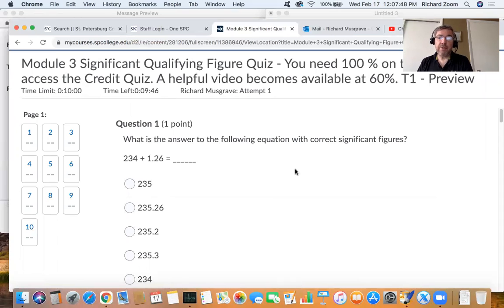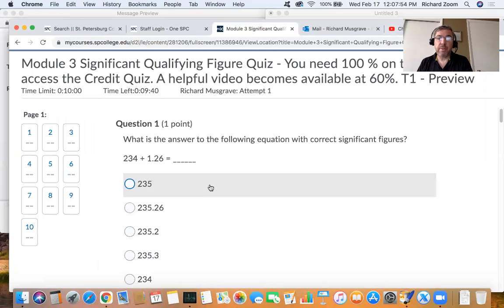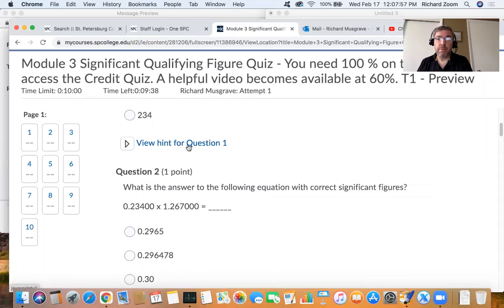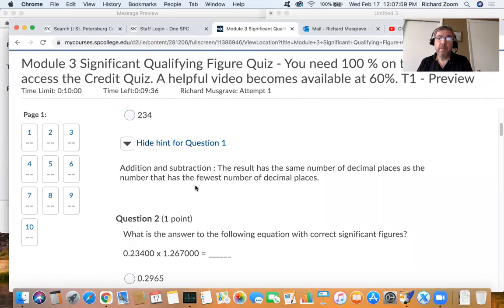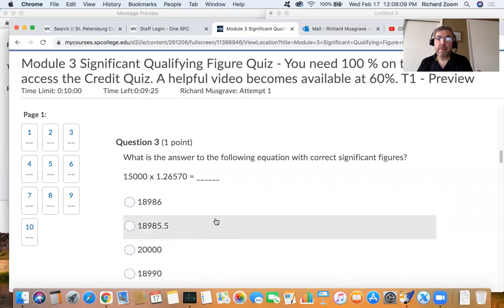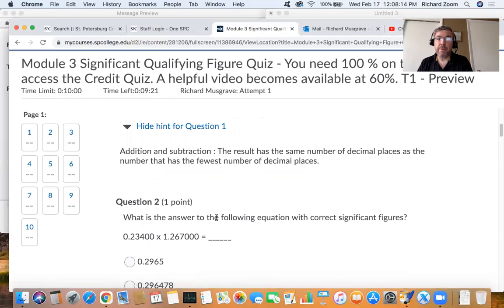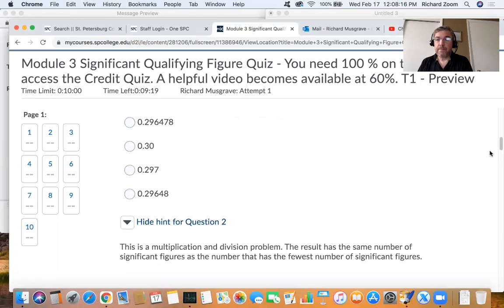When you take it each time, it doesn't tell you what the correct answers are, but there are hints on each of these questions. What I recommend you do is you click on the hints and open them. And the hint will tell you exactly how to do the problem and hopefully allow you to get the right answer. So it's the same questions every time. You just have to figure out what the answers are supposed to be using the hints.